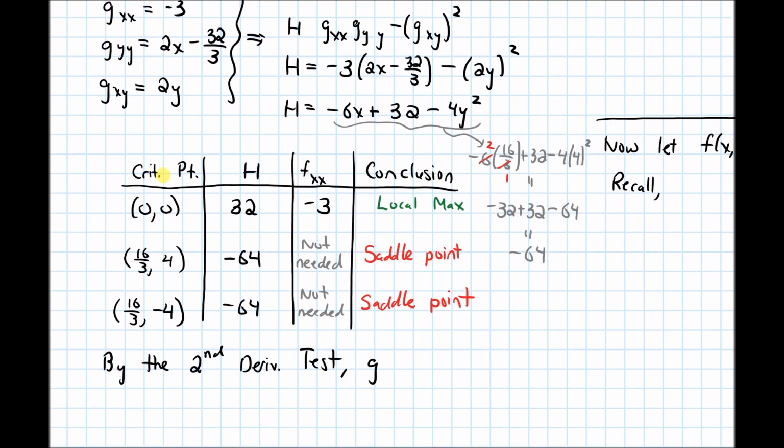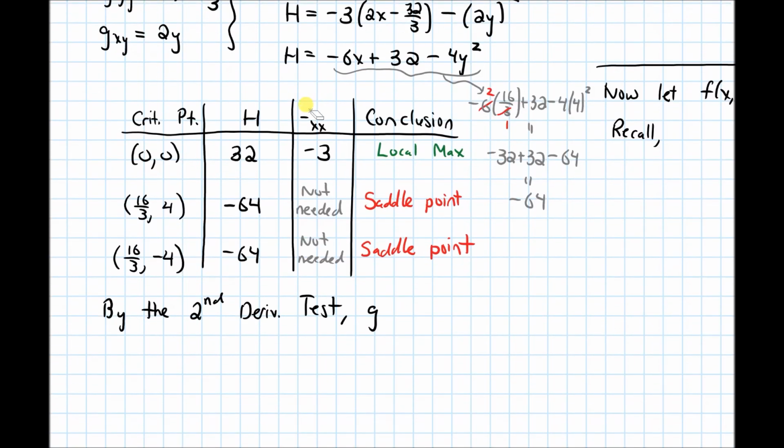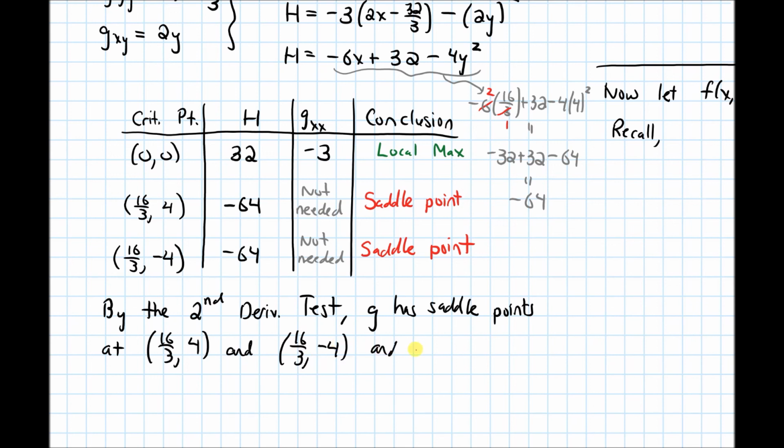All right, so by the second derivative test, our function g, whoops, this one should be g as well. gxx, g has saddle points at 16 over 3 comma 4. Oops, let's erase that comma. And 16 over 3 comma negative 4. And a local max at 0, 0. And that is our answer.